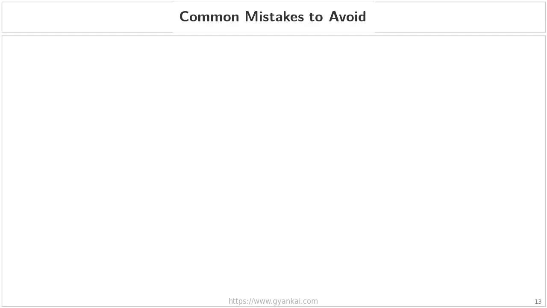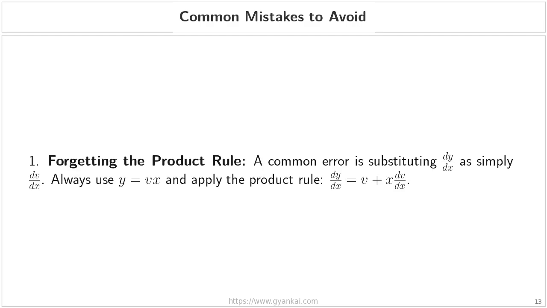Common mistakes to avoid. First, there is the risk of forgetting the product rule. When we perform our substitution, it is tempting to simply replace the derivative of y with respect to x with the derivative of v with respect to x. However, as we practiced in slide 4, because we defined y as v times x, you must apply the product rule. This means you must always substitute the derivative of y with respect to x as v plus x times the derivative of v with respect to x. If you skip this, the entire transformation fails.